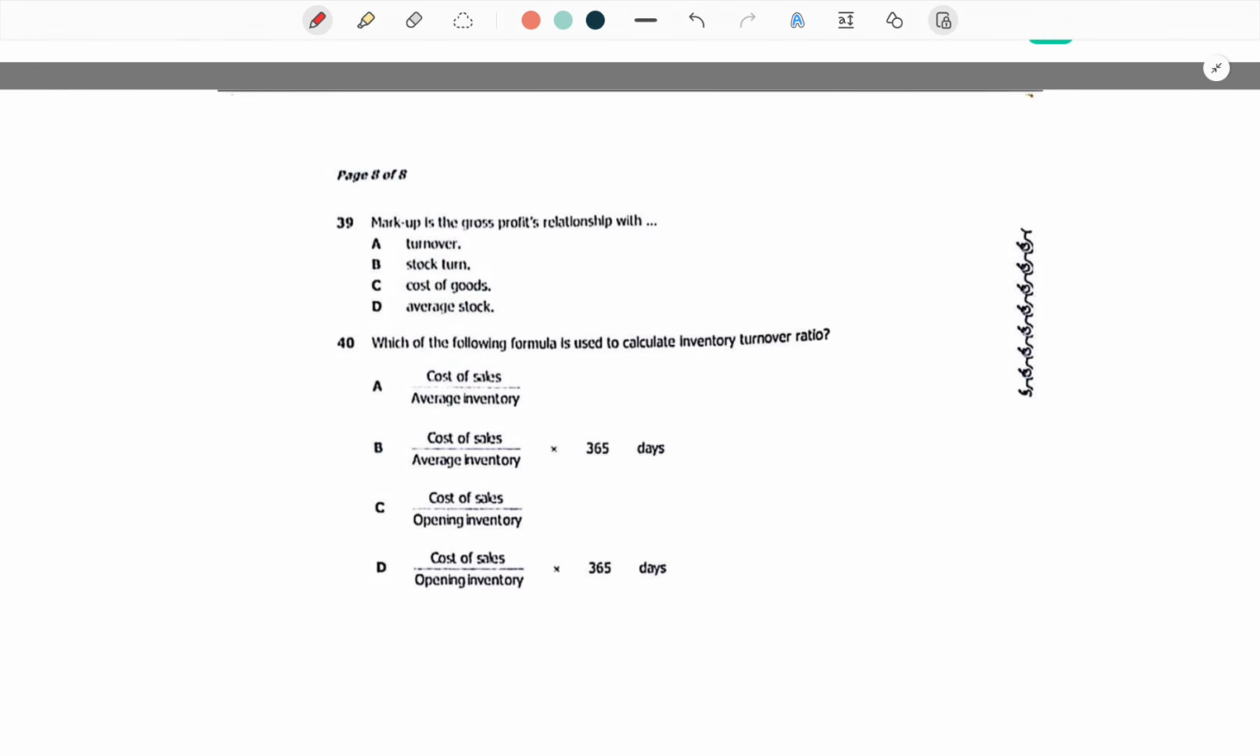Markup is the gross profit's relationship with cost of goods. Which of the following formulas is used to calculate inventory turnover? Pause this video and try to find this question. I want to see if at all you know what we are doing. Well, the best answer is actually cost of sales over average inventory, which happens to be A.